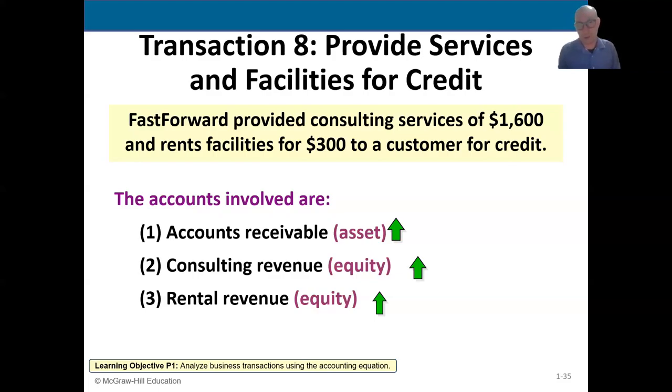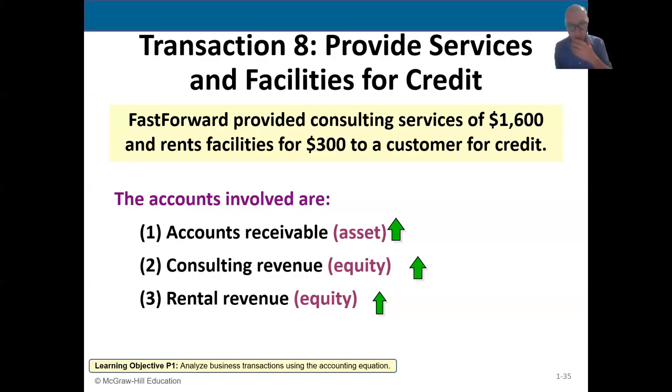So here's the way it works. We debit our accounts receivable, which is an asset account. We debit that to increase accounts receivable, the $1,600 plus the $300, so $1,900. We debit accounts receivable, and we credit two different types of revenue: consulting revenue, credit that $1,600, we credit rental revenue $300. Your debits equal your credits.